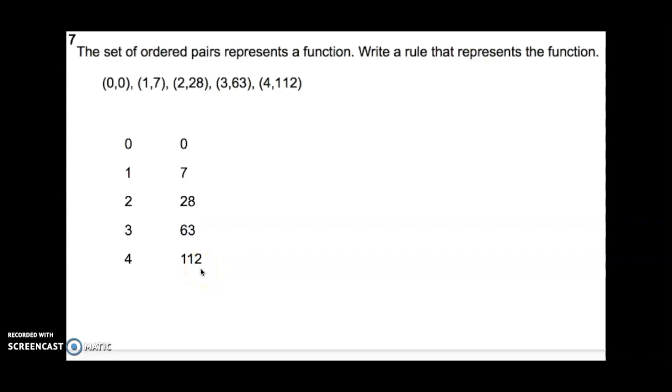The goal is to continually do this until all the numbers we're adding are constant. So we first see what we add to get 7 from 0. We add 7. To go from 7 to 28, you add 21. To go to 63 from 28, you add 35. And to go to 112 from 63, you add 49. So we see these numbers are not constant.